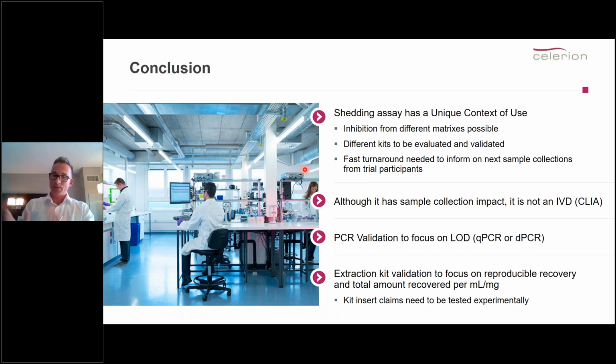While I'm saying that, and while this is obviously hugely important, I do not think that this is part of an IVD or a clear assay for various reasons, and I'm happy to discuss that further. The PCR validation should focus on the limit of detection. That is true for a qPCR as well as a digital PCR or digital droplet PCR. This is sort of the key focus on it and the lower level of the range. And yeah, the extraction kits need to be tested, and also the reproducibility and also calculated in terms of the amount recovered per milliliter or milligram of the matrix that you work with.